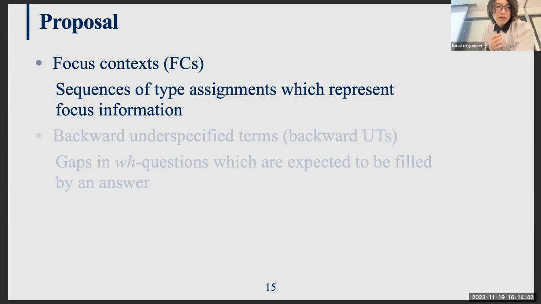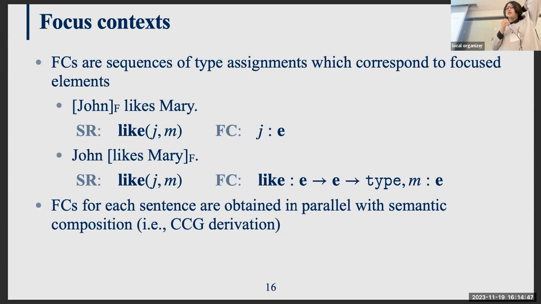Firstly, let's see focus contexts. Focus contexts are sequences of type assignments which correspond to focus elements. So for example, in the sentence John likes Mary, if the subject John is focused, then the focus context for the sentence is as follows, and it contains the type assignment which says the constant J is of type entity. And if likes Mary is focused, then the focus context for the sentence is as follows, and it contains these two type assignments. The first one says that the constant like is of a transitive verb type, and the second one says that the constant M is of type entity.